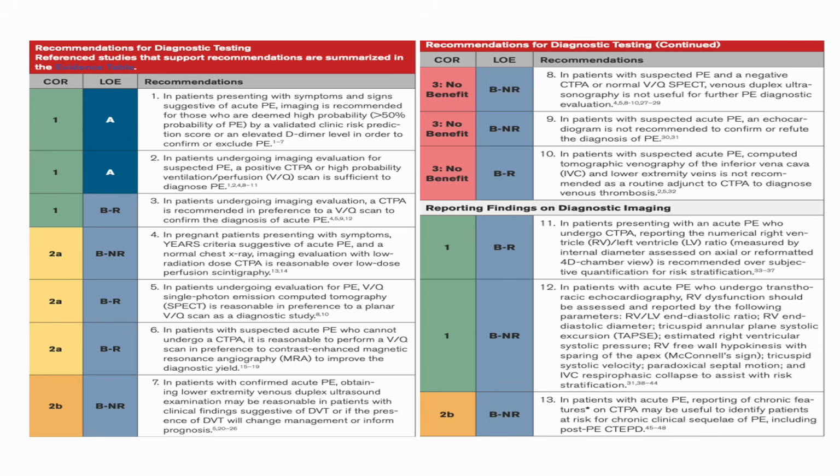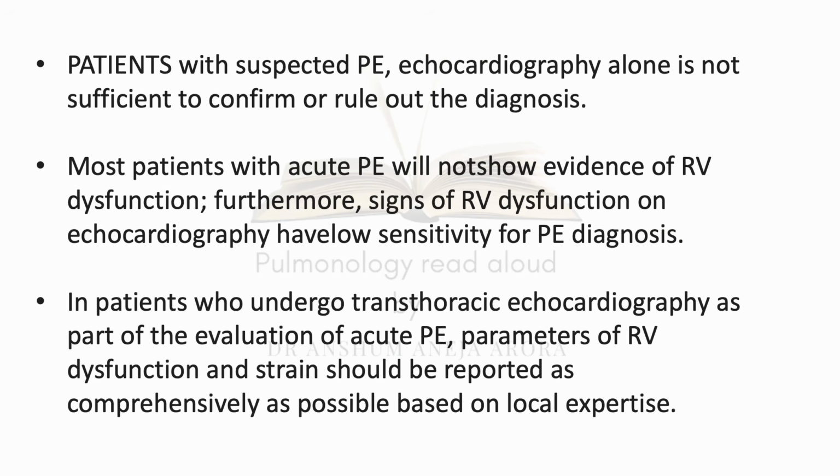For reporting findings on diagnostic imaging, as I said, it's very, very important that you do the right numbers and you give the detailed report. So, for echocardiography, remember it is not sufficient to confirm or refute the diagnosis alone. Most patients who have a PE will show RV dysfunction, but you have to record it. The performance of echo to detect PE will improve in patients with hemodynamic compromise, but the specificity is not good. So, it should only be confirmed with the direct PE imaging and not the echo.